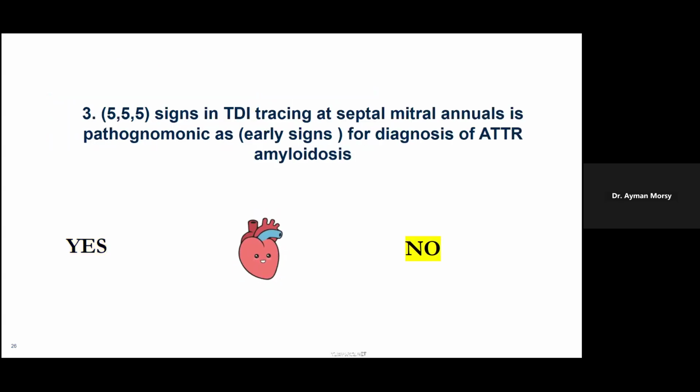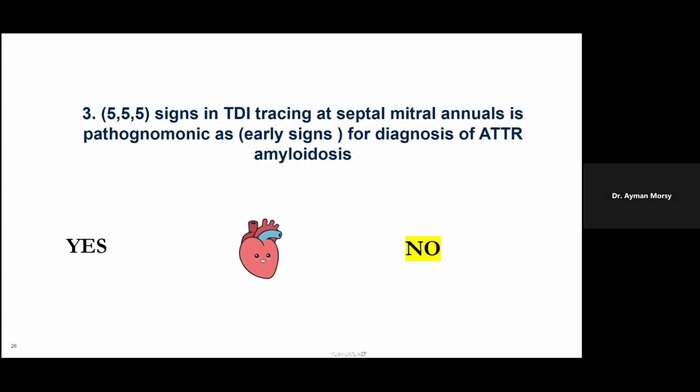Second thing is if you see the 555 sign in tissue Doppler tracing at the septal mitral annulus, it is pathognomonic as an early sign for diagnosis of ATTR amyloids. So the answer definitely is a big no. So don't consider and don't wait for your patient to reach Mickey Mouse heart or the 555 sign.